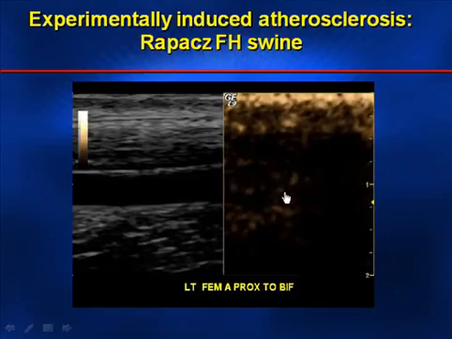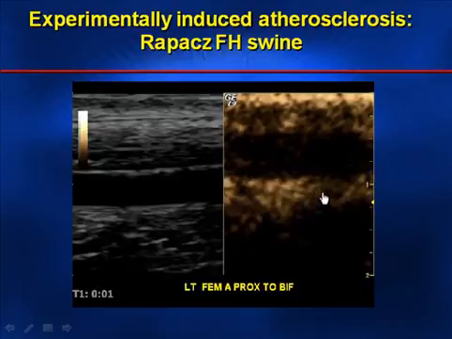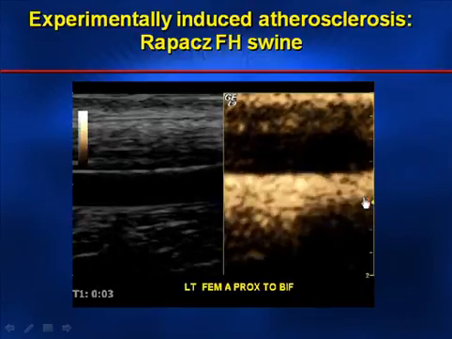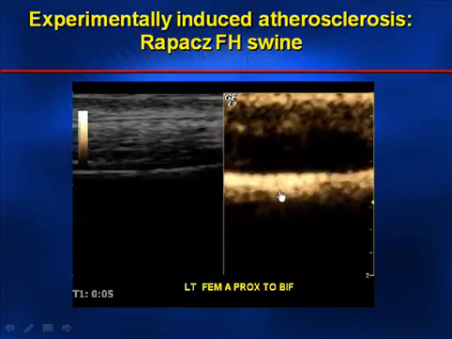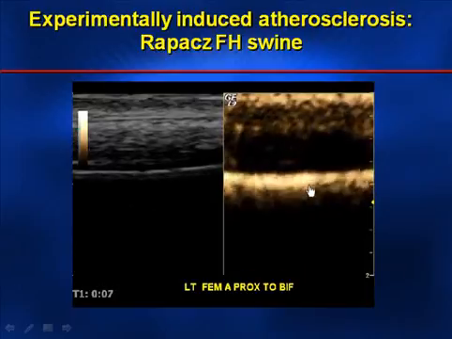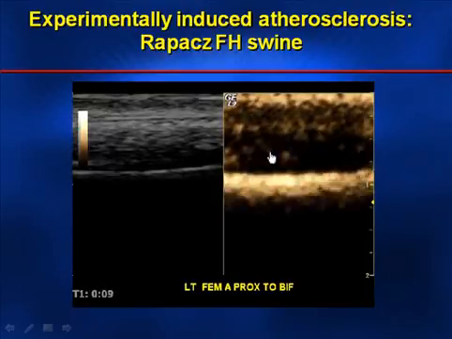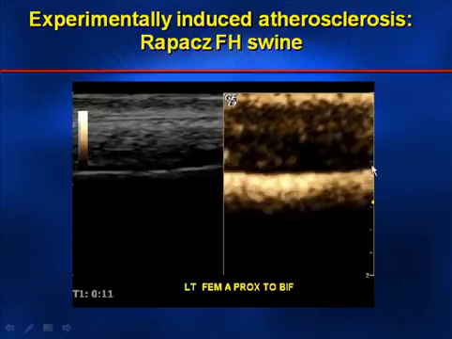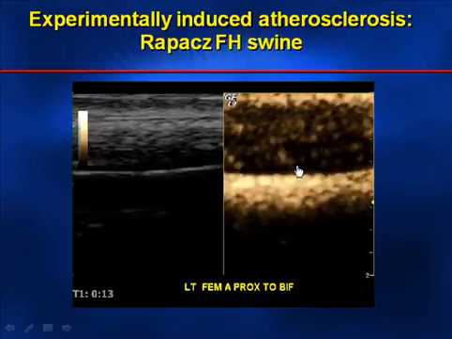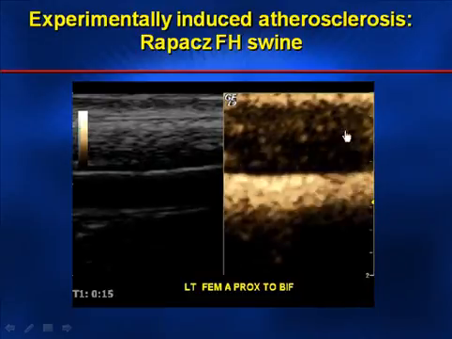What you will see now on the right is a real-time image of a contrast injection, intravenous injection in the FH swine. The lumen is highlighted, but what you'll notice above the lumen are presence of angiogenic vessels filling the wall, indicating atherosclerosis.